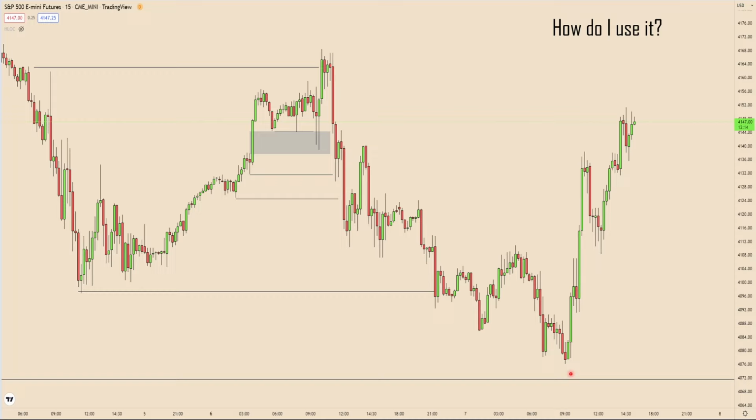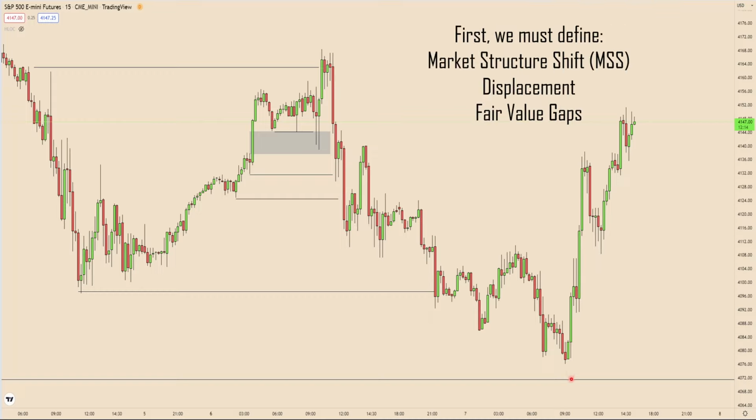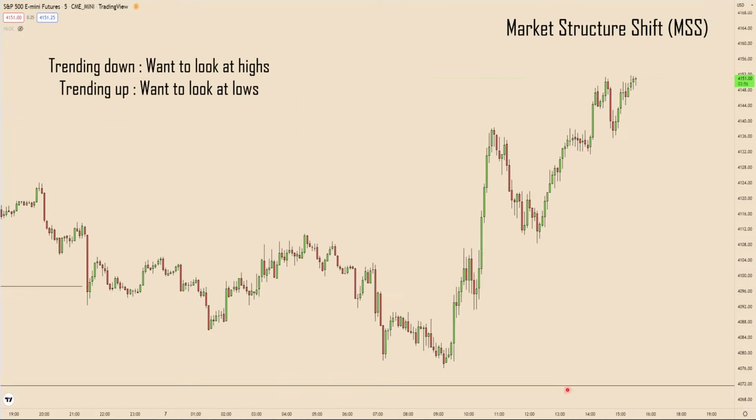So, how do you use it? Well, first, we're going to need to define market structure shifts, displacement, and fair value gaps. So, market structure shift. Well, what is it? When you are trending down, you want to be looking at the highs for market structure shifts. A market structure shift will show you when the trend is changing.